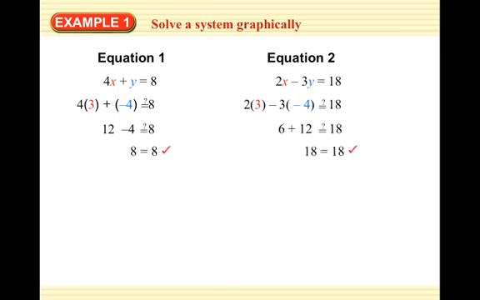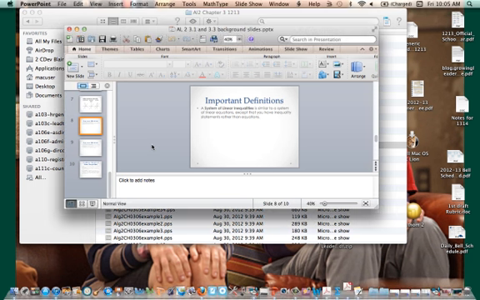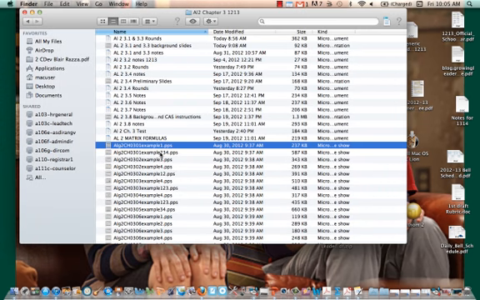18 does equal 18. So we get a true statement in equation 1, and we get a true statement in equation 2. So we have verified that the solution is (3, -4). Now, I'm not going to make you do that every time, but it is a good way to check your work. Okay, let's go on and we will look at examples 2, 3, and 4.